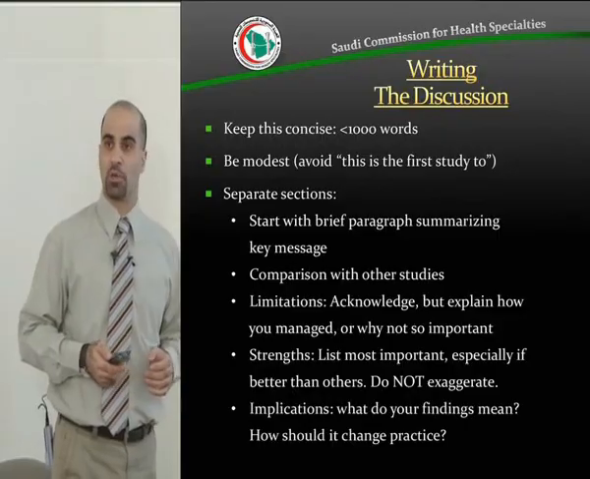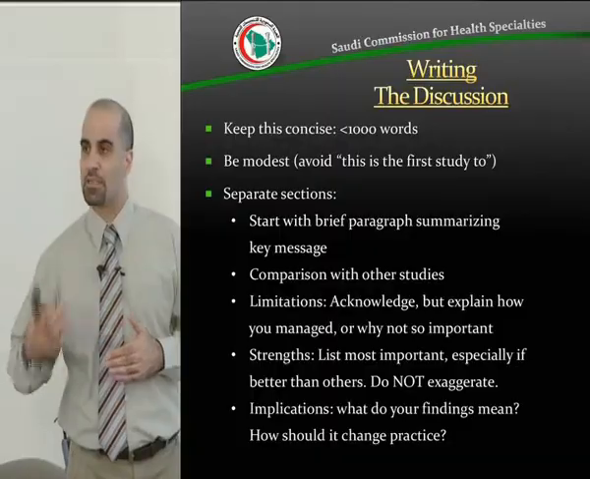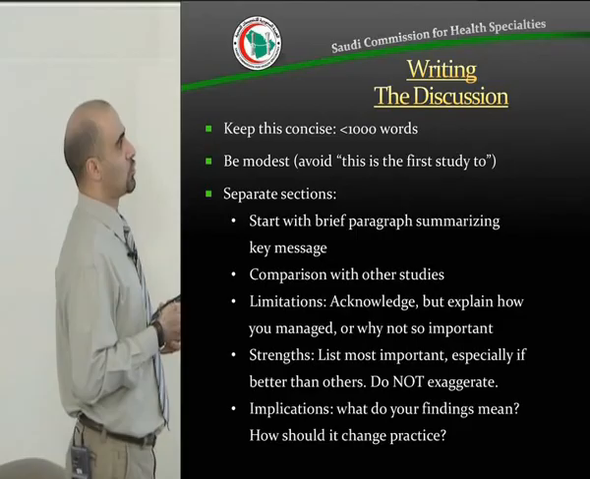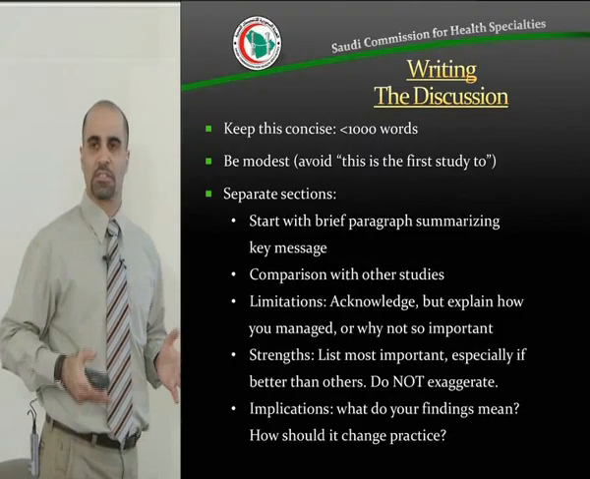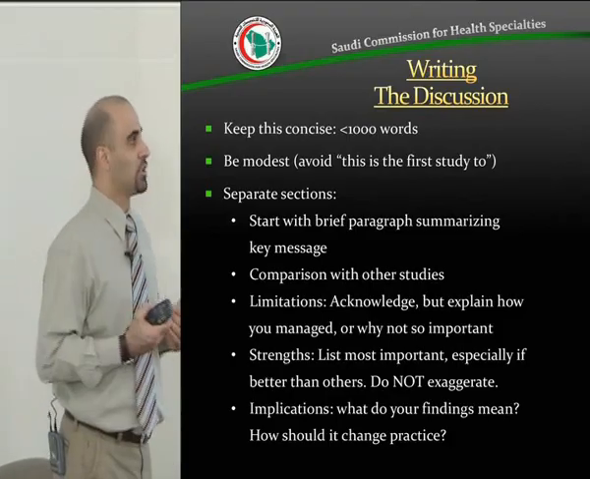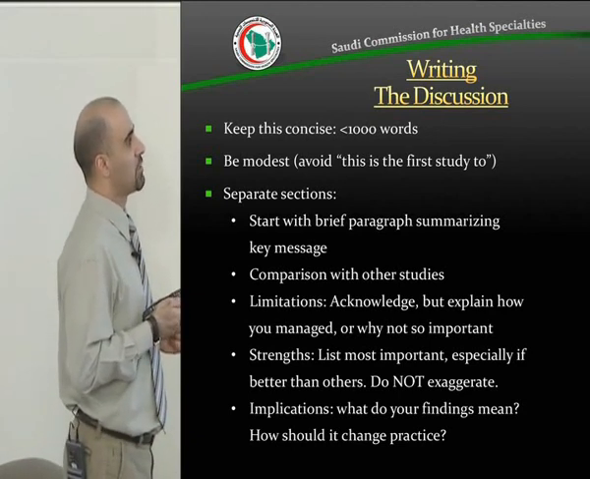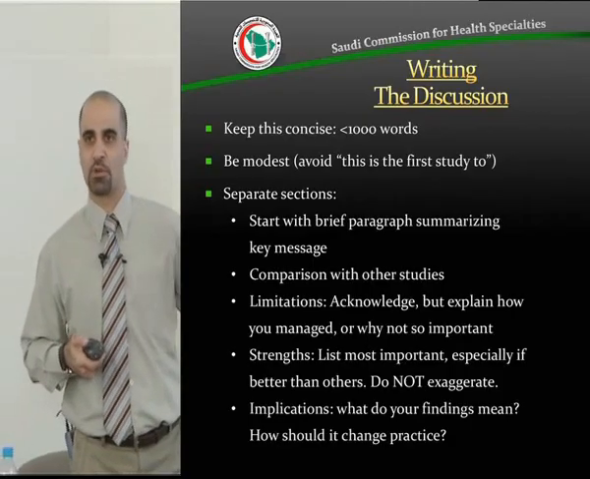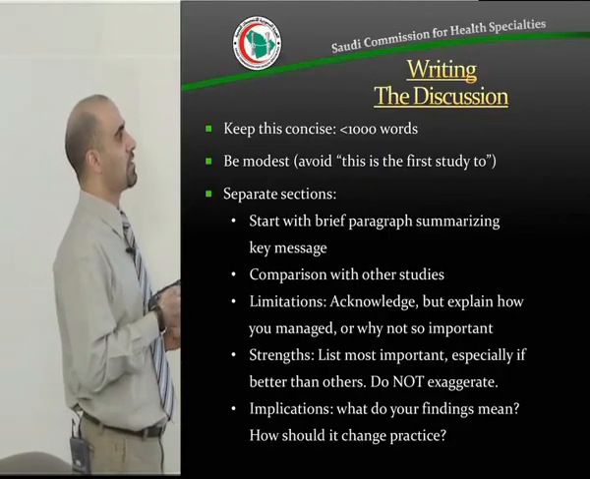The discussion is very important in a manuscript, and this is the first time you do it because the discussion is based on the results you found. It should be less than 1,000 words. Be modest. In other words, don't say this is the first study, I'm the only one who did this, and so on and so forth. Do not overdo that. You have to have separate sections, but start with a brief paragraph summarizing the key message from your study. What did you do? What did you find? This is the first paragraph in the discussion.